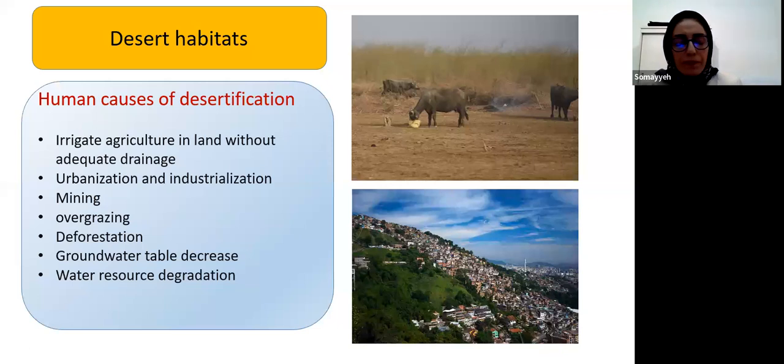And the most important cause is called anthropogenic effects or human causes, which includes irrigated agriculture in lands without adequate drainage, urbanization and industrialization, mining, overgrazing, deforestation, decrease in groundwater table, and water resource degradation.